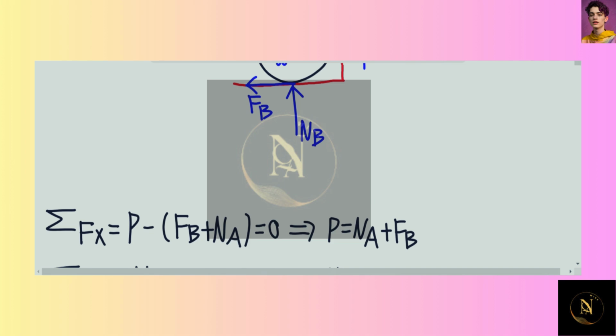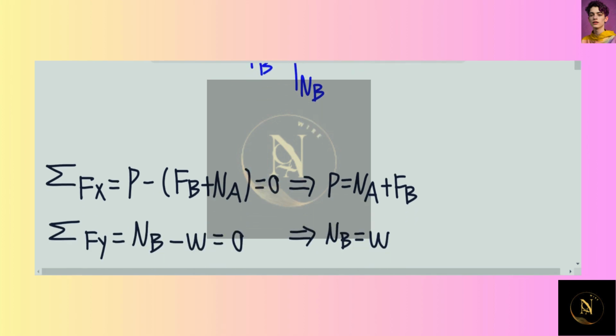We know the net force along the x direction should be 0, which is equal to P minus FB plus NA. This gives us P equals NA plus FB. The net force along the y direction should be equal to 0 as well, so we have NB minus W equals 0. So NB is equal to W. NB here is the normal force at point B. W here is the gravity of the spool.